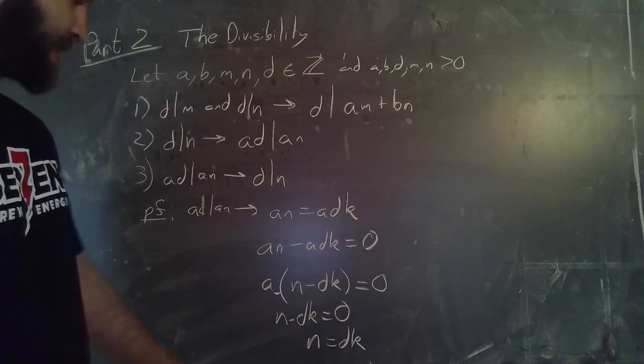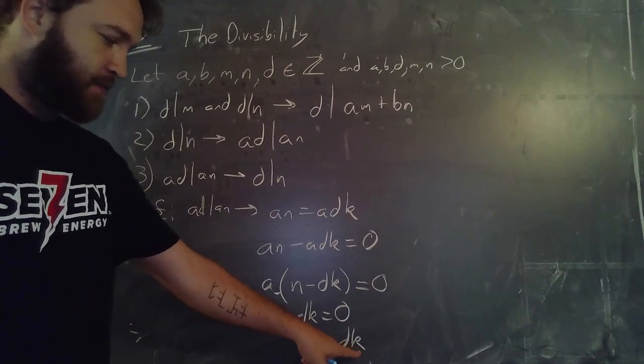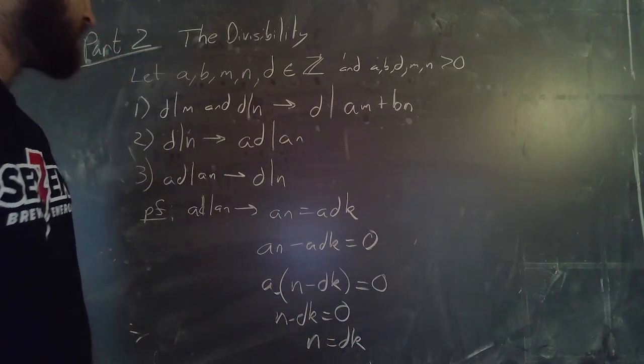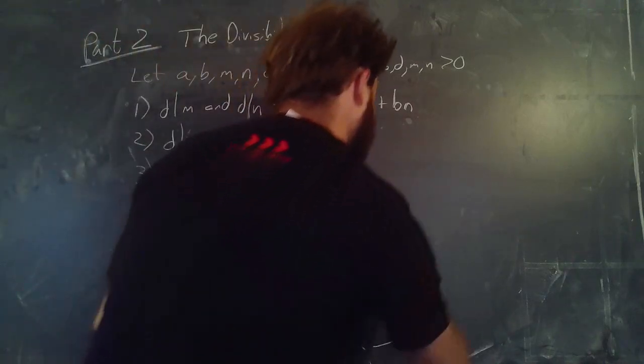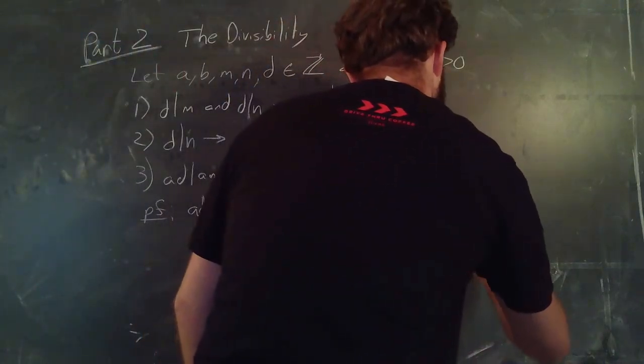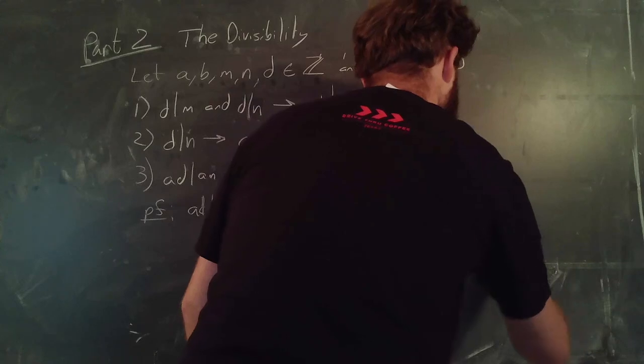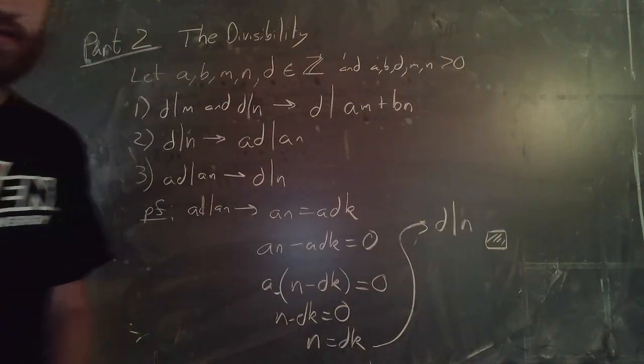In other words, I can scale up d by some constant k in order to equal n, which is precisely the definition of d divides n. So we can say that d divides n, and that is the end of that proof.